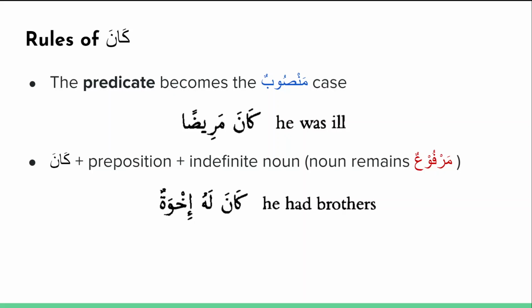Okay, the second thing that I should point out is that oftentimes in the Quran, you'll see kana followed by a preposition, then followed by an indefinite noun. And in that case, the noun remains in the marfu'. This is probably easiest just to take a look at an example.